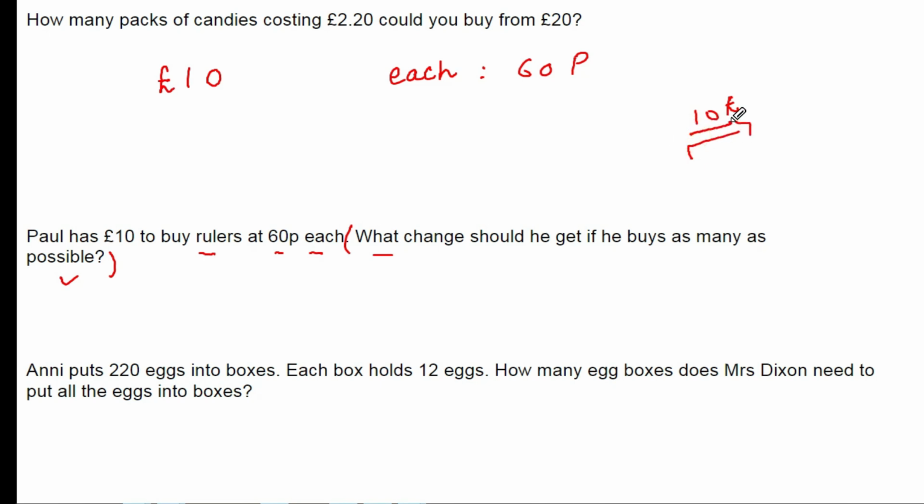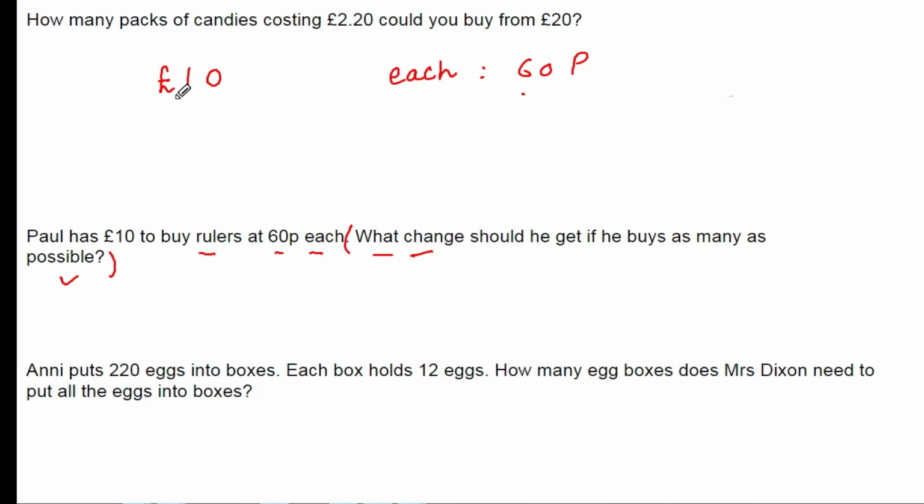You said that I want to buy as many rulers as I could from £10. So now we need to find how much change he will give you back. That means how much money is left from £10 after buying rulers. Of course that money would be less than 60 pennies. When it is less than 60 pennies, it means you can't buy any more rulers. Understand? So let's do this, then you can understand more about this.